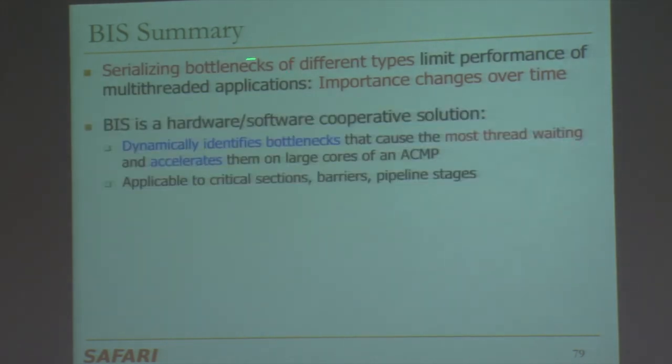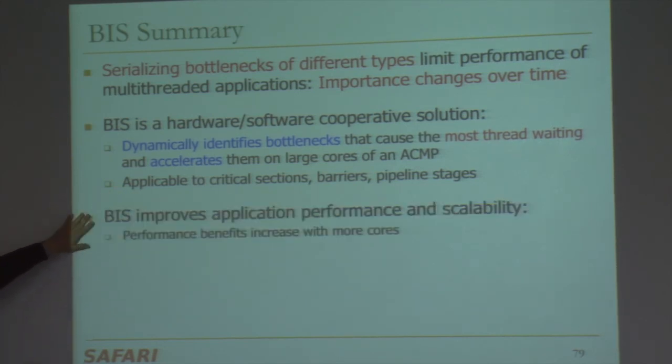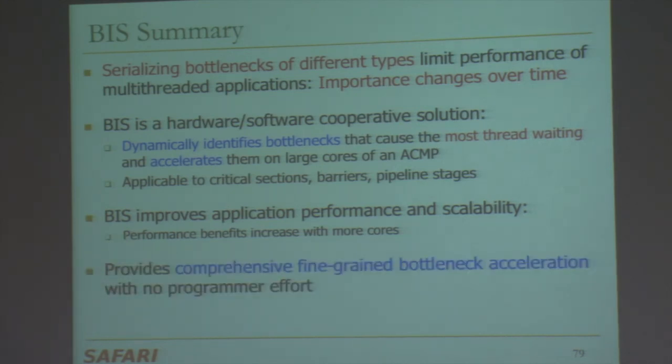Okay, so let me summarize quickly. We talked about serializing bottlenecks of different types. They limit performance of multi-thread applications, and their importance changes over time, as I've shown you. This is a hardware-software cooperative solution, bottleneck identification and scheduling. It dynamically identifies bottlenecks that cause the most thread waiting and accelerates them on large cores of an ACMP. It's applicable to critical sections, barriers, and pipeline stages. And it improves application performance and scalability, and performance benefits increase with more cores.